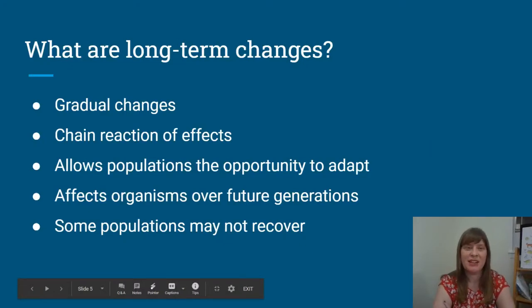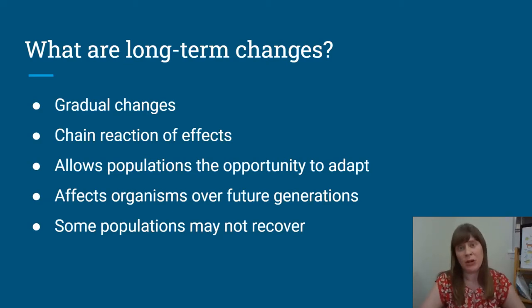Hey, it's Miss Hibbard back to tell you about long-term changes. So long-term changes are going to be gradual changes. And when I'm talking gradual and long-term, I'm talking about dozens, hundreds, thousands, even millions of years. These changes cause a chain reaction of effects, and I'll give you some examples of those on the next slide. The thing about a gradual change, though, is that it allows a population to adapt. So because it's taking so long, organisms can change over many generations. However, some populations may not recover and they could potentially become extinct.